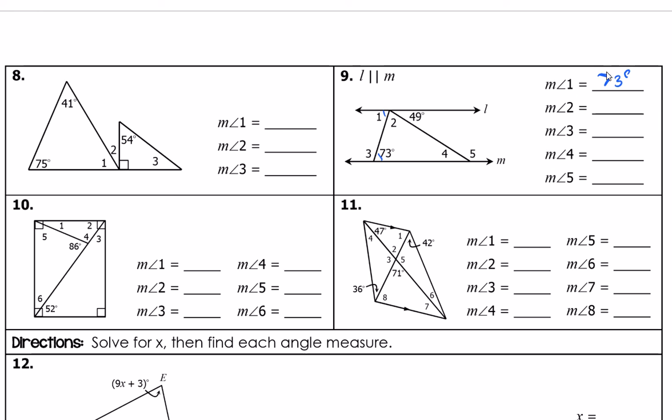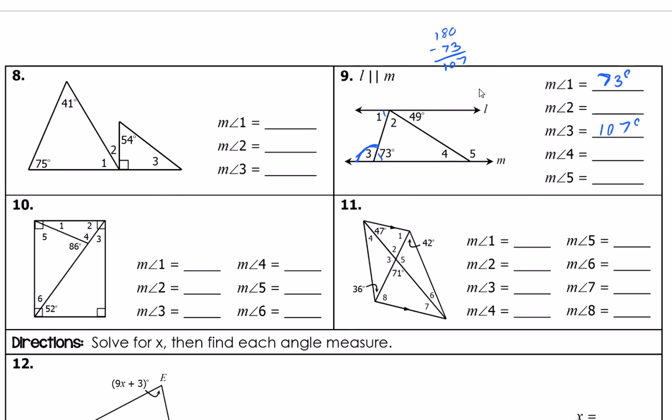Now to find angle 3, these make a straight line, so I can do 180 minus 73, which would give me 107. For a measure of angle 3 is 107 degrees.